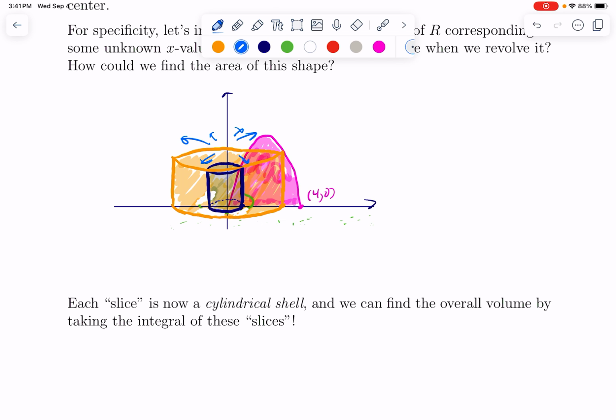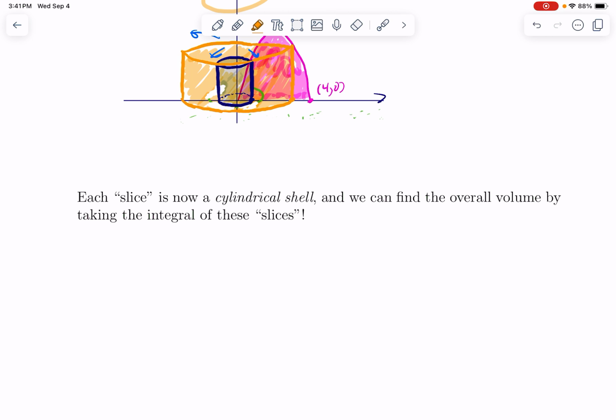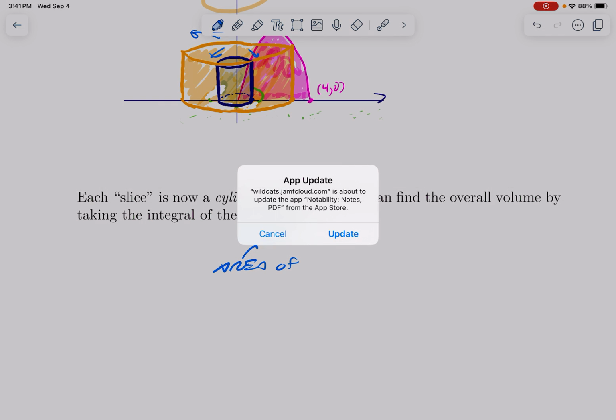And because we created this by spinning around the y-axis, there is a circularity. They are all perfectly round. Every one of these is perfectly a cylinder. So what we're going to do is we're going to find the overall volume by taking the integral of these slices. And really, I mean the area of these slices. Same idea. We figure out what function keeps track of all the areas, and we'll integrate that from where the thing starts to where the thing ends.